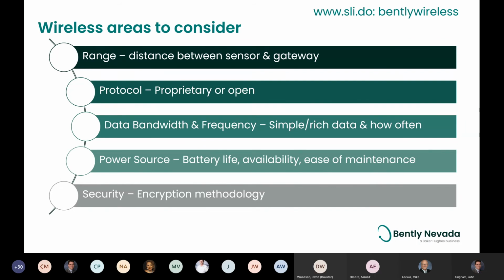So what's the battery life? How available are those batteries? And how easy is it to maintain? And then security. Everybody wants to know, they're afraid of their vibration data getting out into the world.